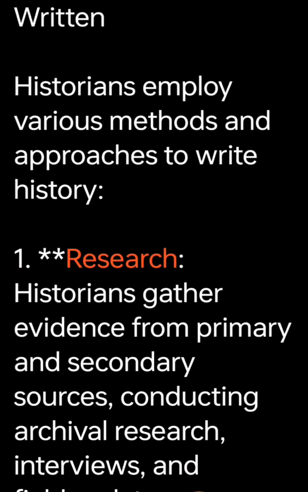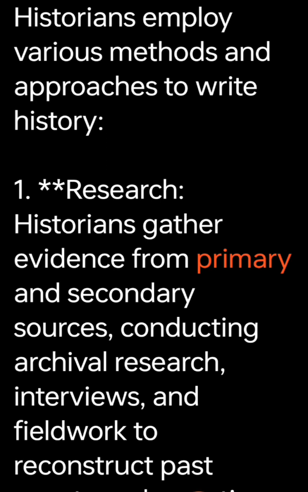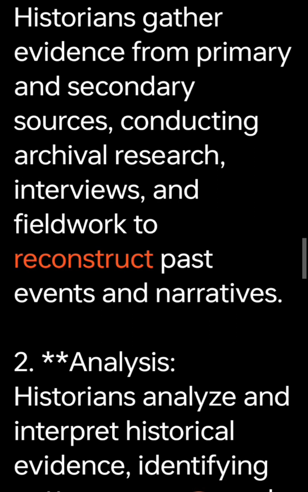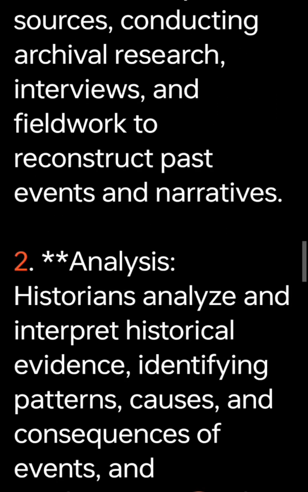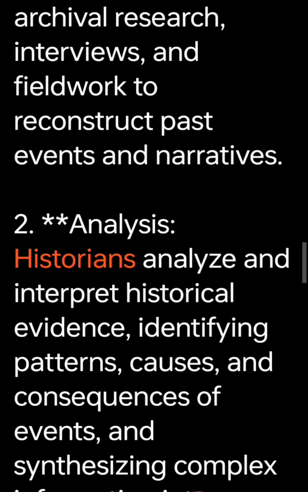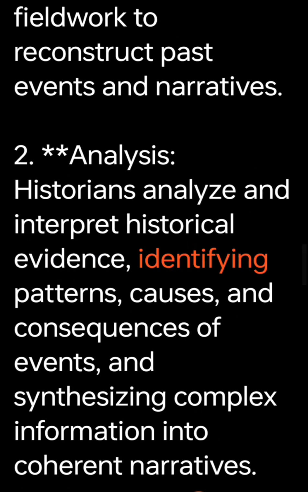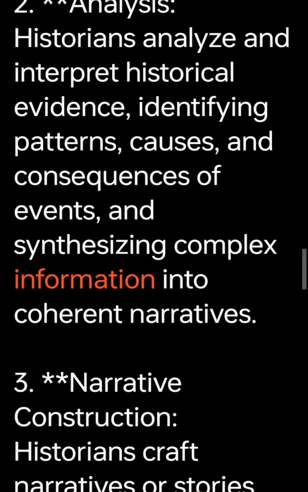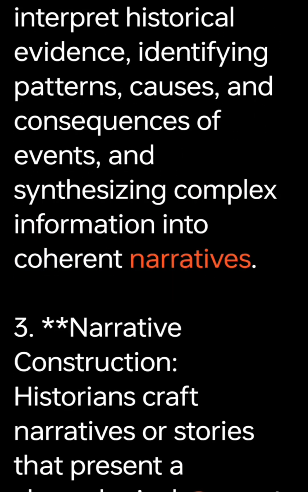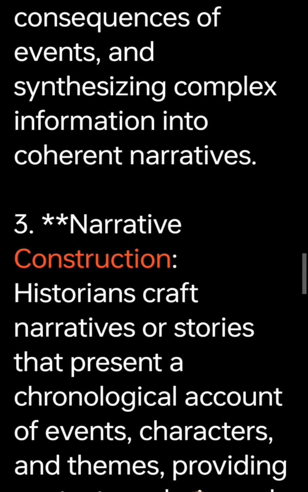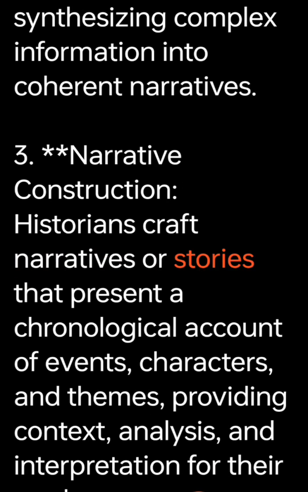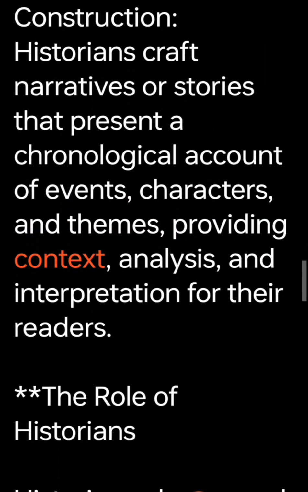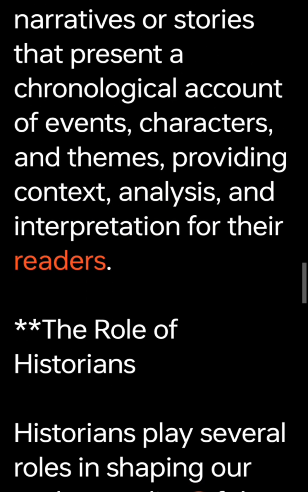1. Research. Historians gather evidence from primary and secondary sources, conducting archival research, interviews, and fieldwork to reconstruct past events and narratives. 2. Analysis. Historians analyze and interpret historical evidence, identifying patterns, causes, and consequences of events, and synthesizing complex information into coherent narratives. 3. Narrative construction. Historians craft narratives or stories that present a chronological account of events, characters, and themes, providing context, analysis, and interpretation for their readers.